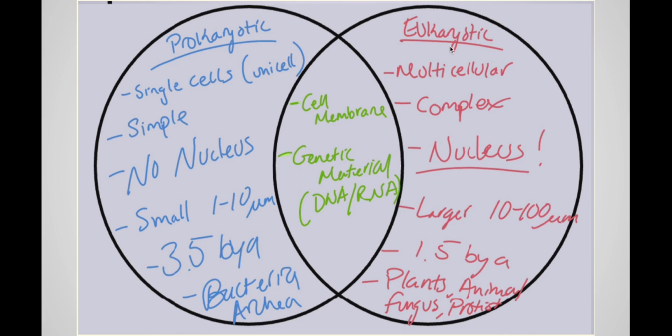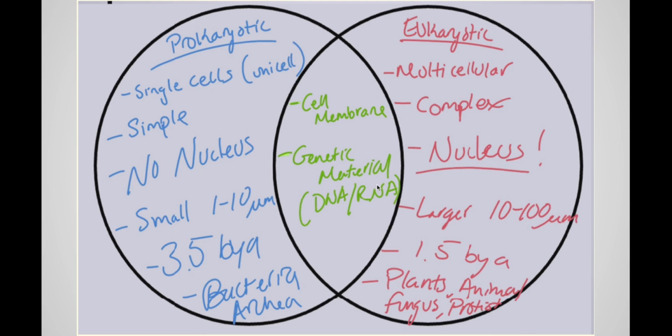Whereas eukaryotic are the opposite. They're generally multicellular, though they don't have to be. An example would be an amoeba that is also unicellular, but they're more complex. They absolutely have a nucleus. They are larger organisms, and they evolved later, and they would be things like plants, animals, fungus, and protists.